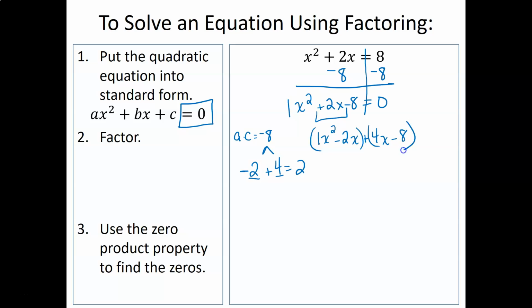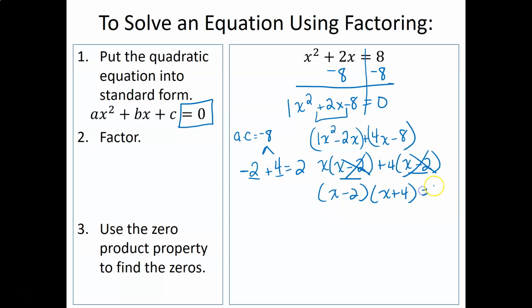I need two groups. The GCF of the first group is x. 1x squared divided by x is x. Negative 2x divided by x is negative 2. The GCF of the second group, 4x minus 8, is 4. 4x divided by 4 is x. Negative 8 divided by 4 is negative 2. I know I've likely done this correctly because I have my new common factor, which is x minus 2, and that leaves me with x plus 4. And don't forget, this was all equal to 0. I could have brought that all the way down here, I just didn't.